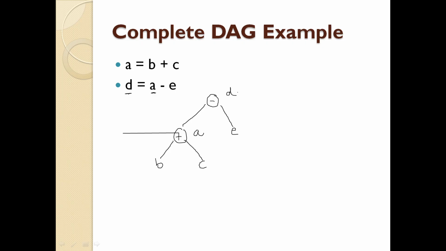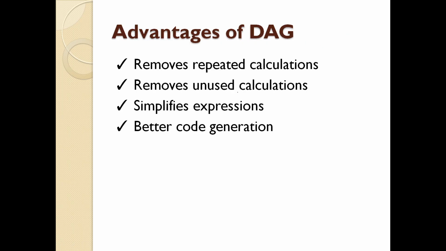Okay, so now the graph represents all computations inside the basic block. What are the advantages of this DAG? Once the DAG is built, optimization becomes much easier. The compiler can easily detect inefficiencies and generate better target code. So the advantages are: it removes repeated calculations, removes unused calculations, simplifies expressions, and gives better code generation.